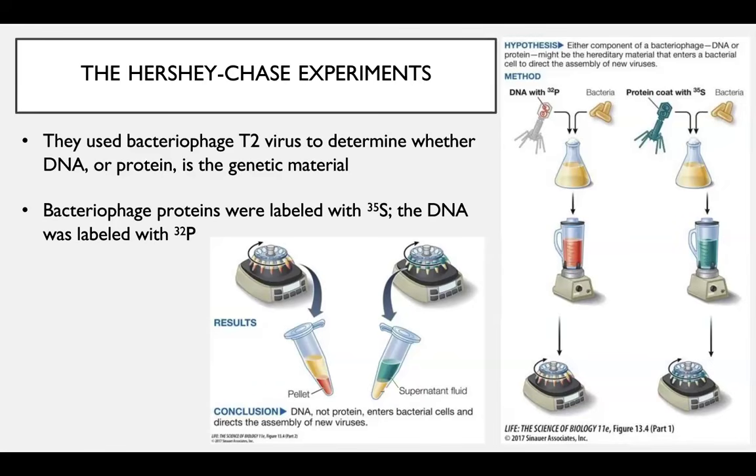They labeled bacteriophage proteins with a radioactive isotope known as 35S. DNA was labeled with 32P. Depending on the virus, either component of the bacteriophage might be the hereditary material, and it may enter a bacterial cell to direct the assembly of new viruses. If you find the radioactive element in future bacteria, that means if it was 35S, protein is the genetic material. If future bacteria has 32P, that means DNA is the genetic material.